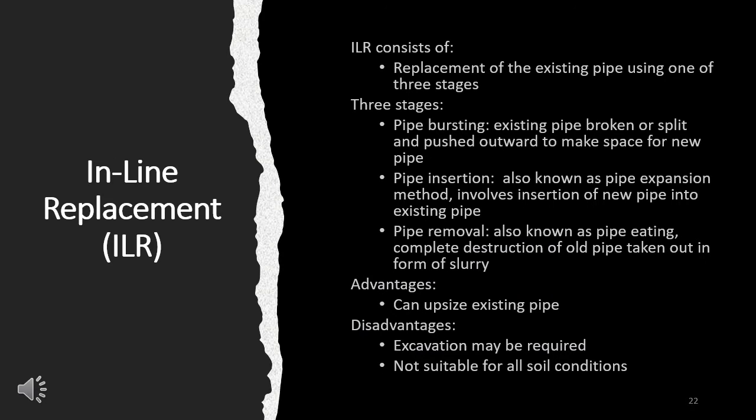Pipeline replacement consists of the replacement of existing pipe using one of the following three stages, which are pipe bursting, whereby the existing pipe is broken or split and pushed outward to make space for the new pipe. Pipe insertion, also known as pipe expansion, whereby new pipe is put into existing pipe. And finally, pipe removal, also known as pipe eating, whereby we do a complete destruction of old pipe, taken out in the form of slurry.